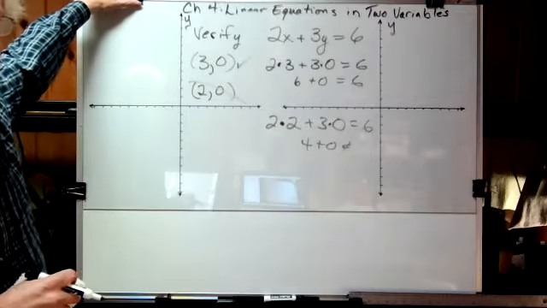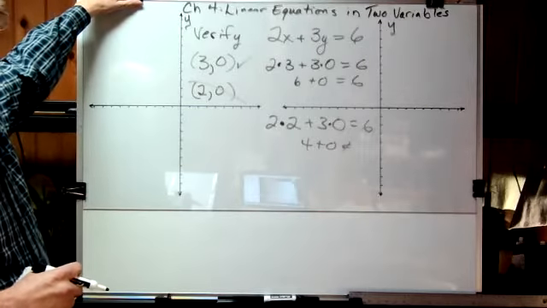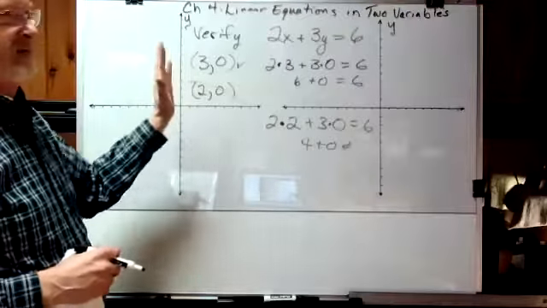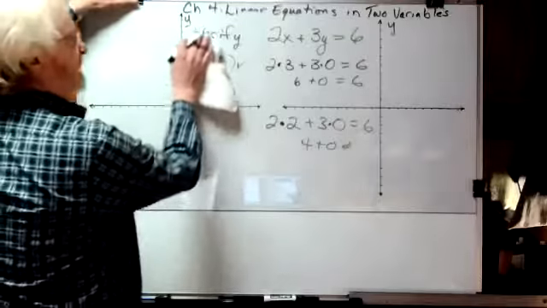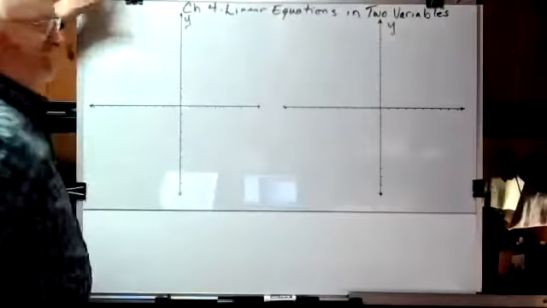Is the x value always going to be the first number in that point? Absolutely, yes, that's why I call it an ordered pair. It's in order, x and then y. Yes, good. Drill that in. Don't get that mixed up.